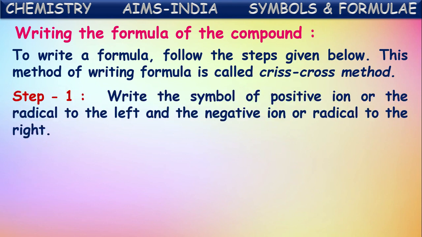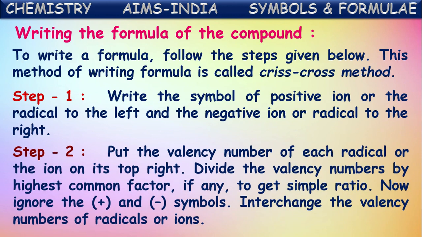method. The first step in this is to write the symbol of the positive ion followed by the negative ion. So first we have to write the symbol for the positive ion followed by the negative ion. That ion might be either a single atom ion or a radical, whatever it might be. First we write the positive ion or radical followed by the negative ion or radical. Then put the valency number of each radical or ion on its top right. So we have to mention the valency also.